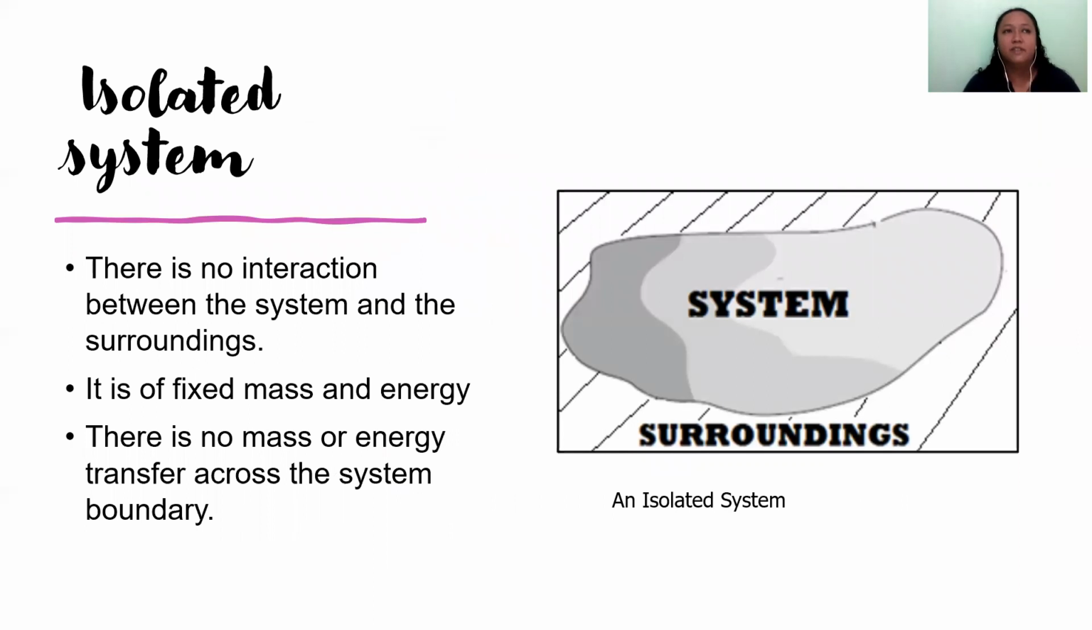While the third classification of system, sabi ko nga, open is control volume, closed is control mass, we have the third one, the isolated system. In an isolated system, there is literally no interaction between the system and the surroundings. Okay? Walang interaction dyan. Fixed yung mass and yung energy sa loob lang, class. There is no mass or energy transfer across the system boundary. Okay? So, tatlo yun. Sana maalam.